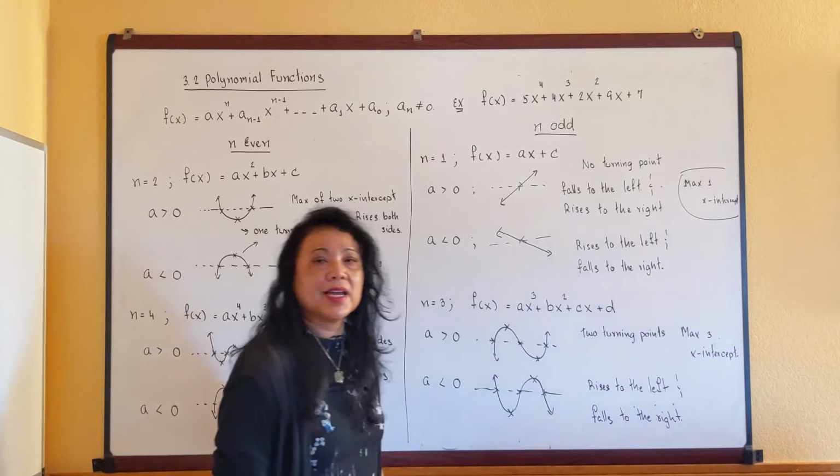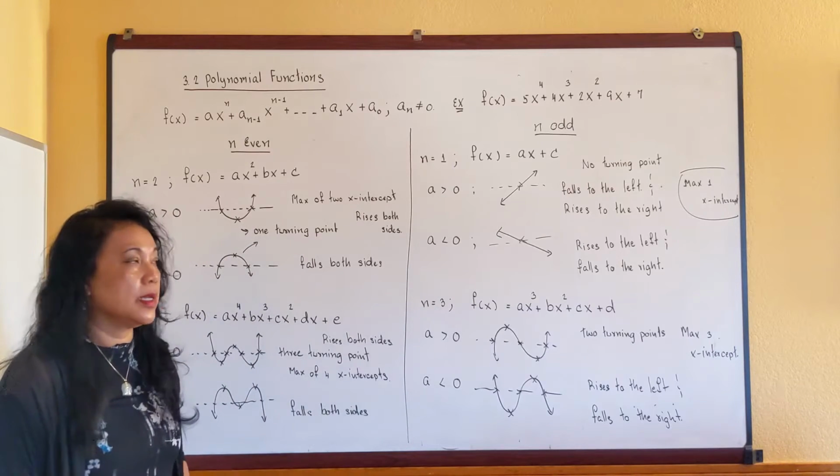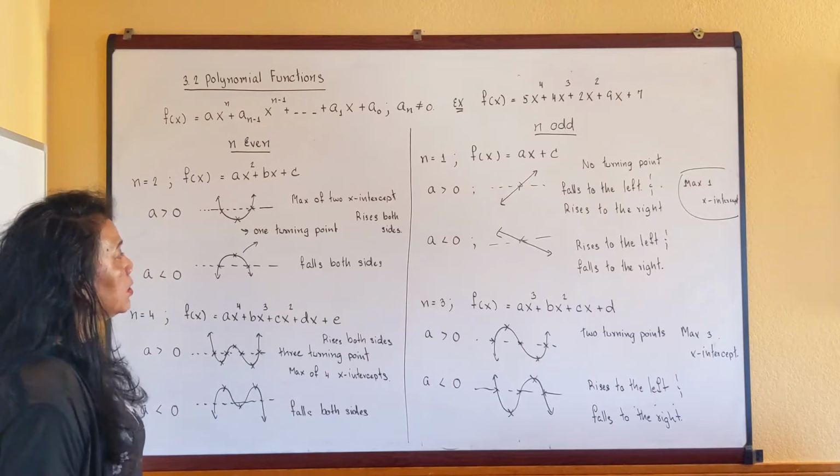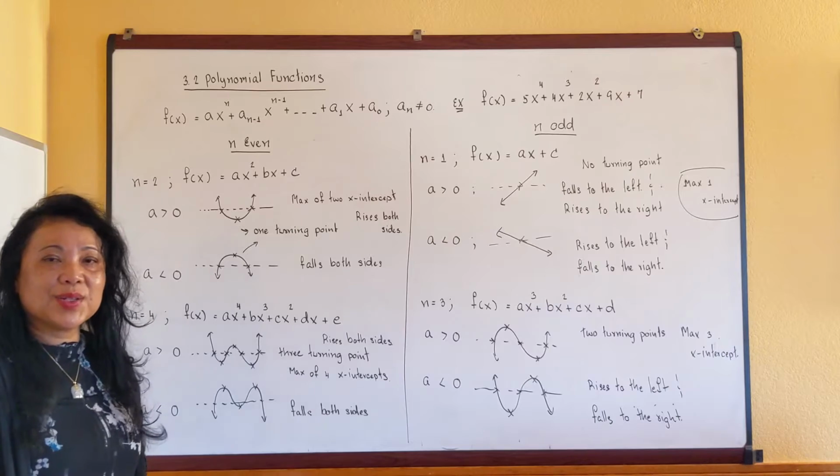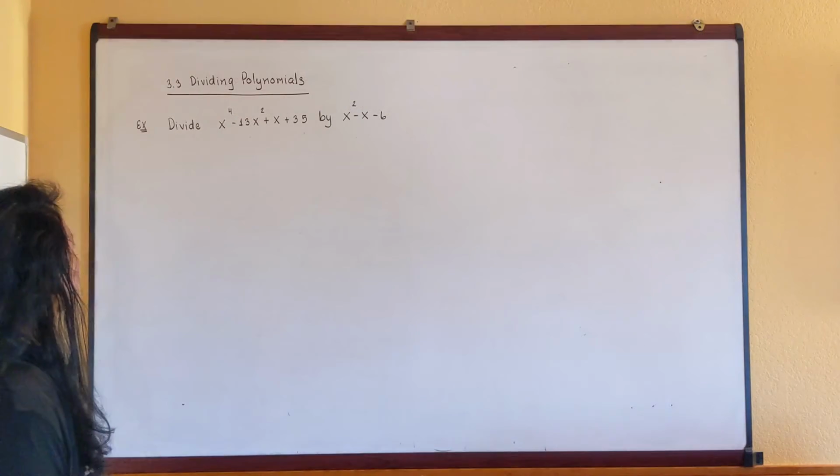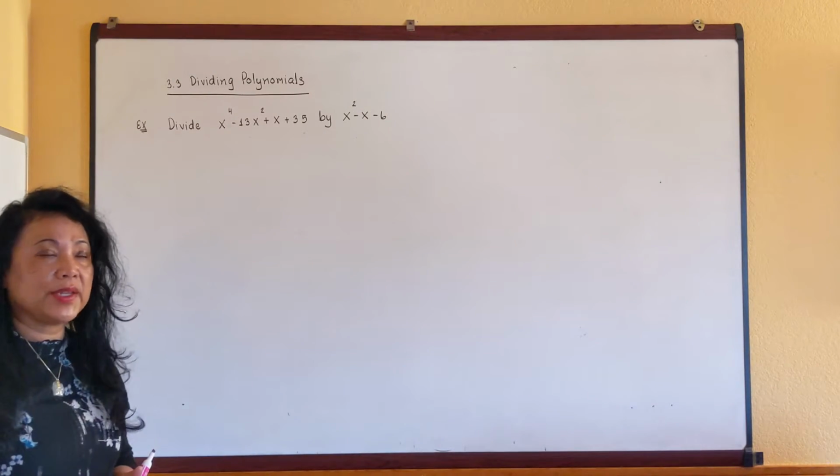So depending on whether the degree is odd or even, you can have an idea how the graph will behave. Let's look at the next section. Let's review dividing polynomials.